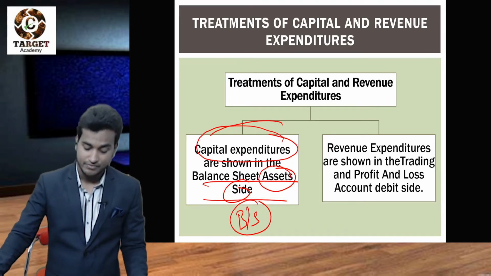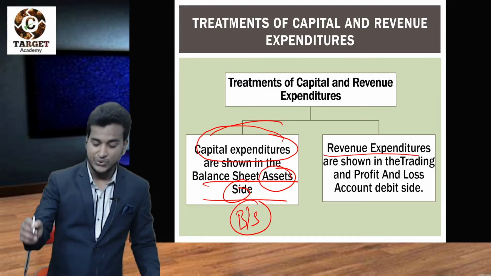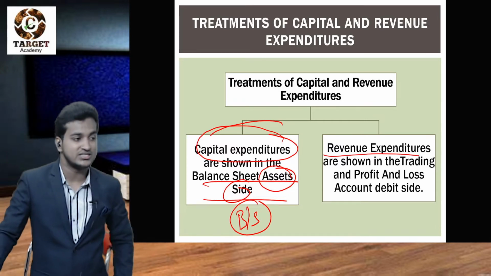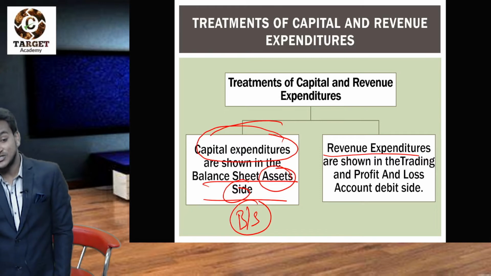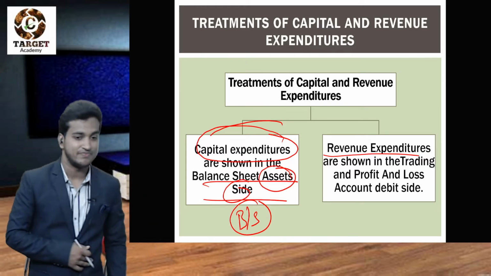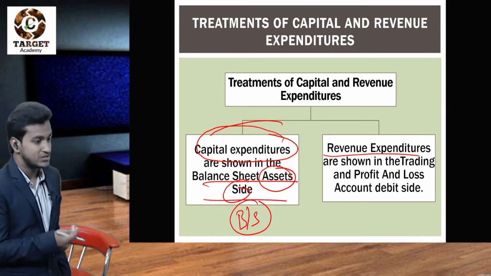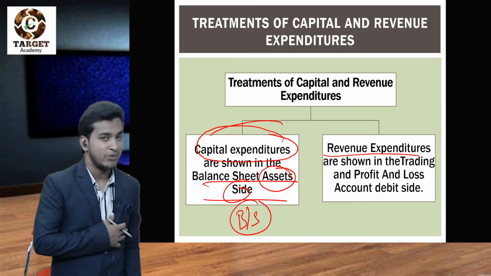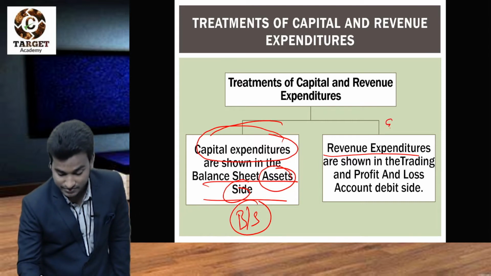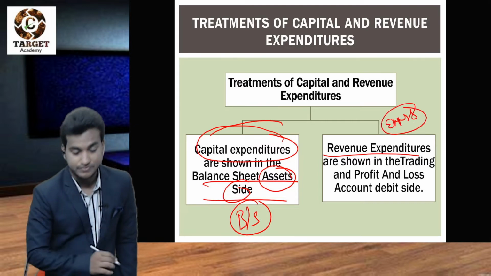Okay. Next one, revenue expenditures. Revenue expenditures are expenses, not assets. Let me take an example. We are paying salary. That is expense or asset? Expense. We are paying rent. Expense. We are paying power bill. Expense. All these are expenses.